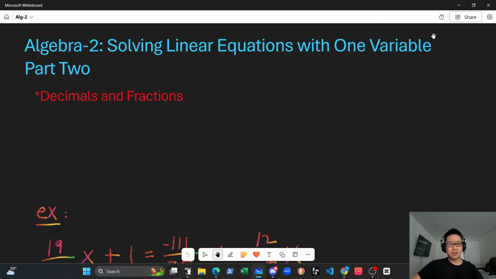In our last lesson, we went over the four-step process to solve any linear equation in one variable. In today's lesson, we're going to do the exact same thing, but this time with decimals and fractions. Let's start with an example.